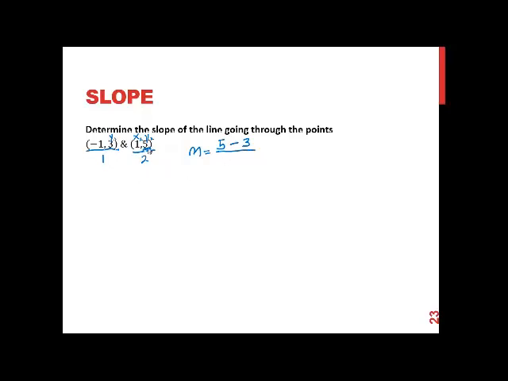And since I used the 5 as my first y value, I have to use its partner, the 1, as my first x value. And then we'll subtract off the other x value. Be real careful with negatives. This is 1 minus a -1. Alright, 5 minus 3 is 2. 1 minus -1, that's the same as 1 plus 1. So that's also 2. And so our slope is 1.